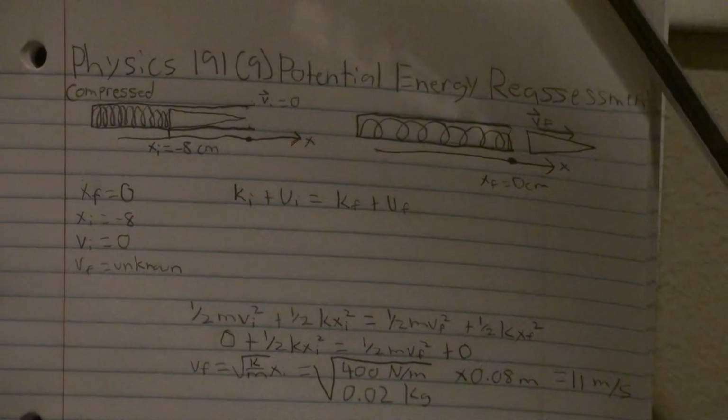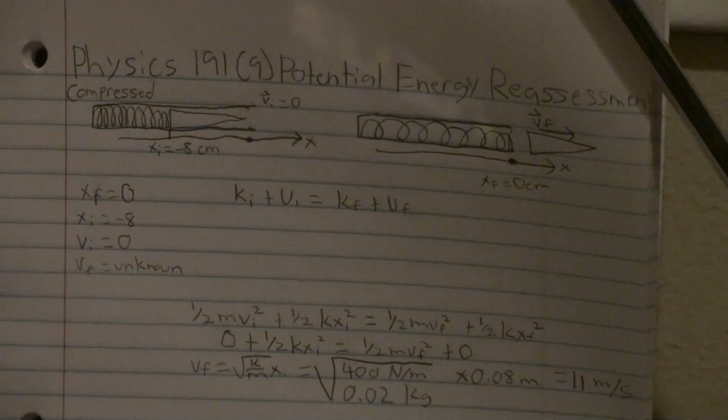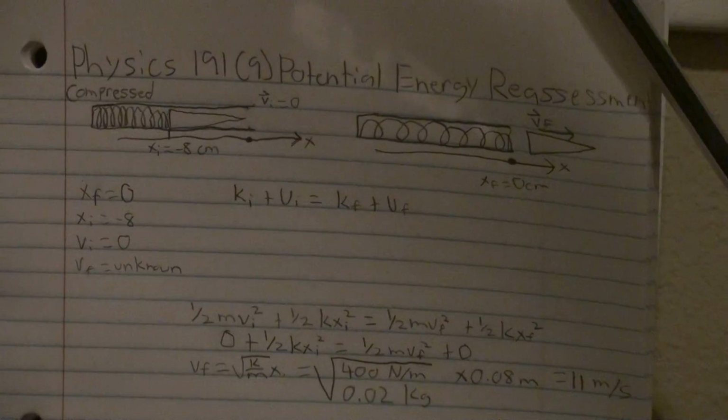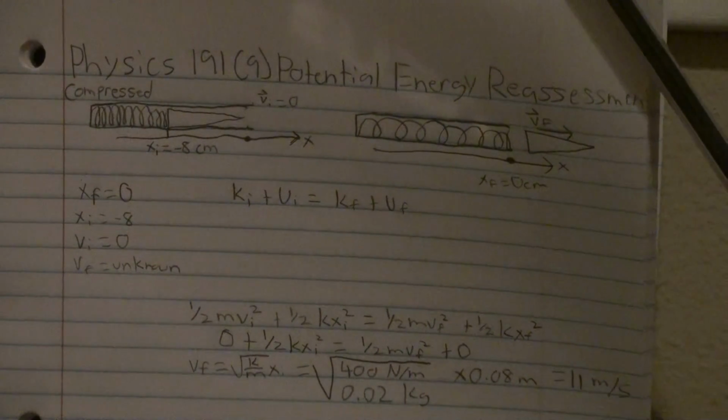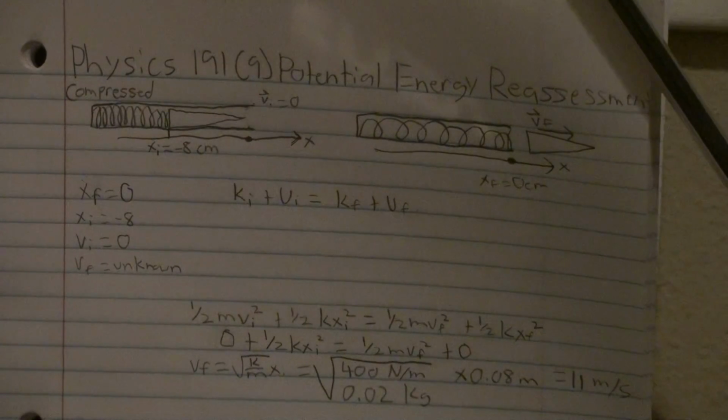And so for this, I chose the origin at the relaxed position of the spring to make the final x equal to 0, and then using the x-axis, I made the initial x equal to negative 8 centimeters, and the dart starts from rest, so the initial velocity is going to be equal to 0. So what we need to find is the final velocity.